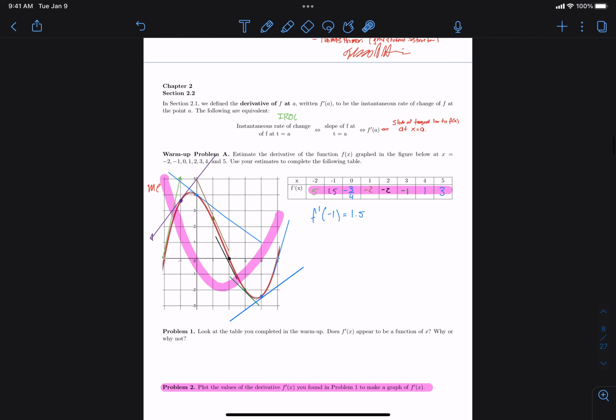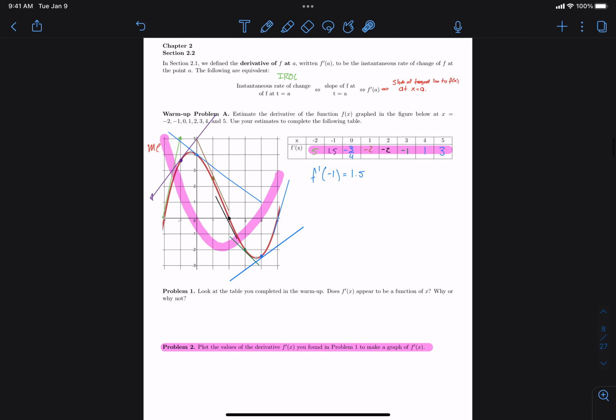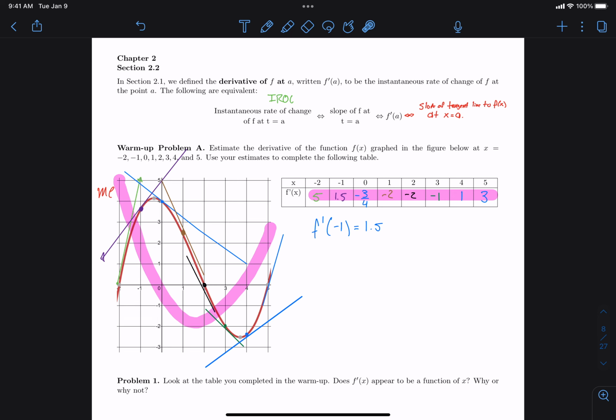Okay, so what else was there? Next up, we learned a little bit about the derivative function and the fact that we can actually graph the derivative function. We can find all of the numerical values of the derivative, i.e. all of these slopes of all of these lines, at every single point, and then we can find out what the picture looks like if I graph that function.